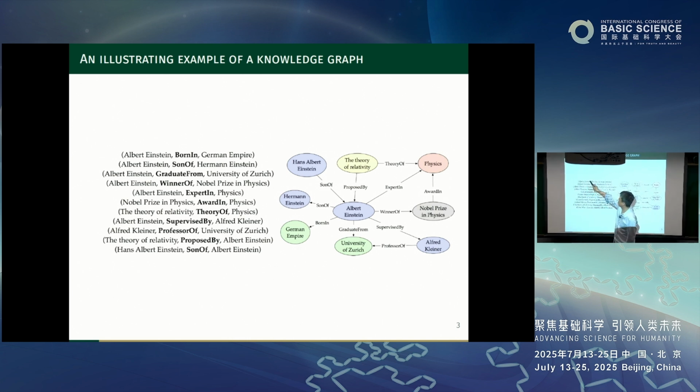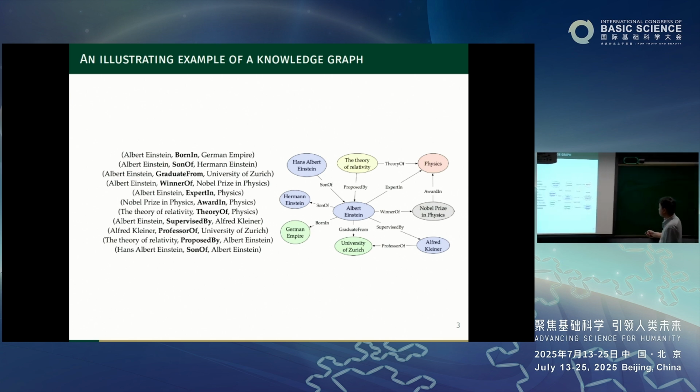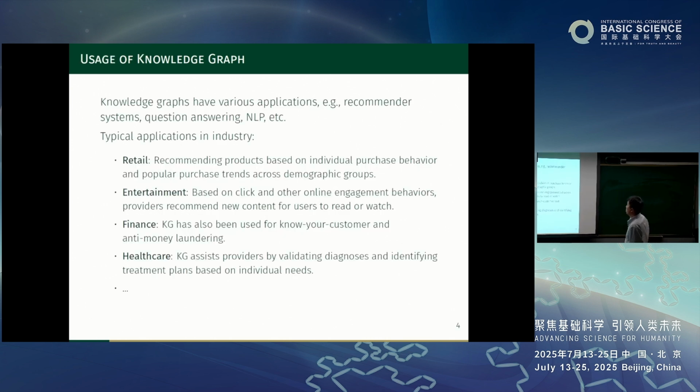For example, Albert Einstein was born in Germany, right? Born in is the relation. We call this the head entity, this is the tail entity. That's head, tail, and the relation in the middle. Knowledge graphs have many applications, especially in recommender systems, question answering, and natural language processing.